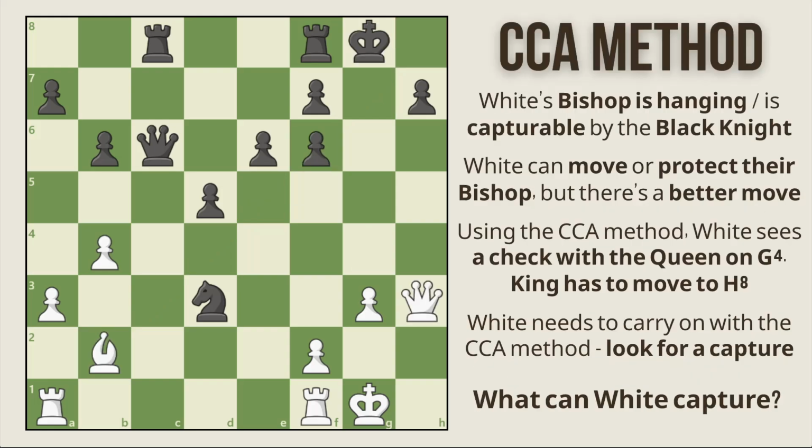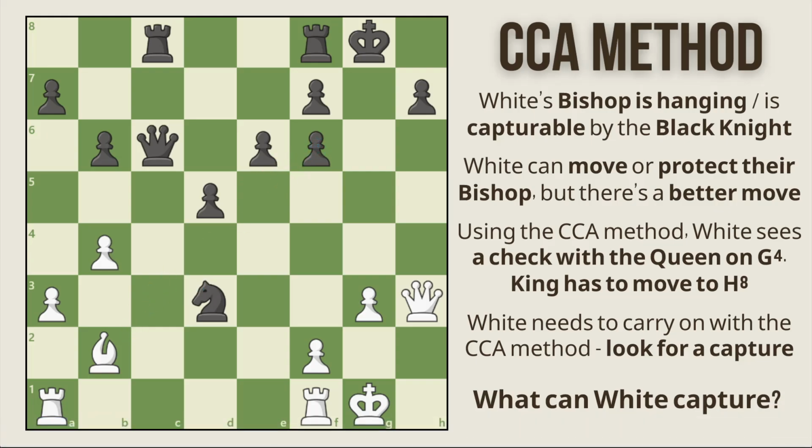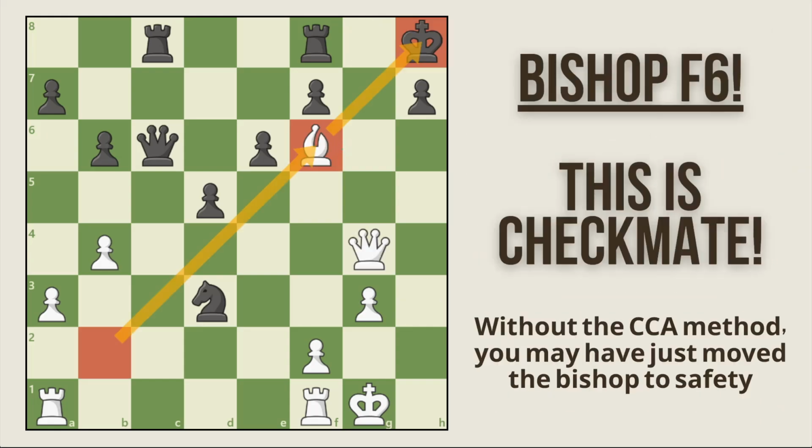If you hadn't used the CCA method, you might have thought, oh, my bishop's hanging, so I need to probably defend it with a rook, for example, or there's a free pawn, so I capture the free pawn, right? But you've got to always look for the most forcing moves, right? And that's the power of the CCA methods. Without it, you probably would have just captured it without the check first, and black probably would have been able to escape somehow, and it wouldn't have been checkmate. But because you follow the CCA methods, you would have found this checkmate. This really nice one as well.